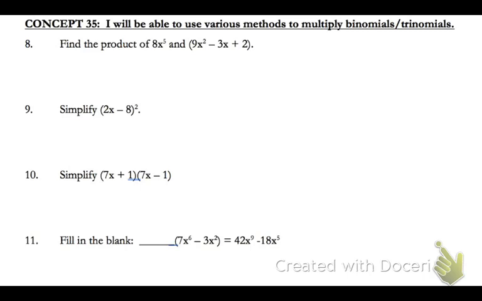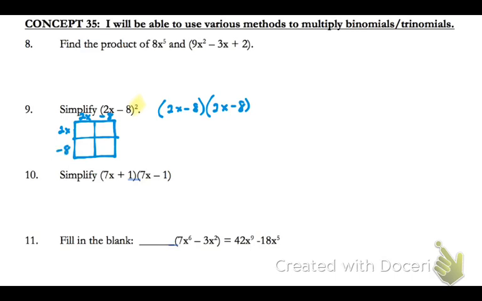Problem number 9. This exponent of 2 means a couple things. It means that it's 2x minus 8 times the quantity 2x minus 8. We can solve this problem two different ways. One method that you might remember is the box method. We can put 2x and a negative 8 here, and 2x and a negative 8 here.